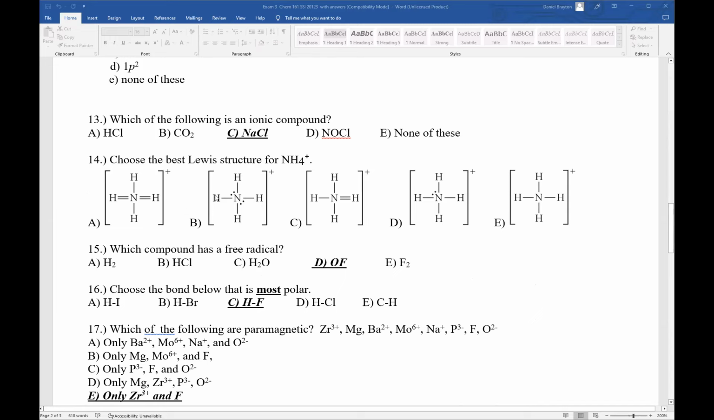14, again, similar to the one above, choose the Lewis structure that's best for NH4 plus, right? The plus isn't going to be on any of the hydrogens. I guess here it put it on the outside anyway. It could have asked about the formal charge, but it actually didn't. Nitrogen is in period 2, so it can only have 8 electrons around it, so you can just eliminate these ones that have too many electrons, and just knowing that, the answer is E.